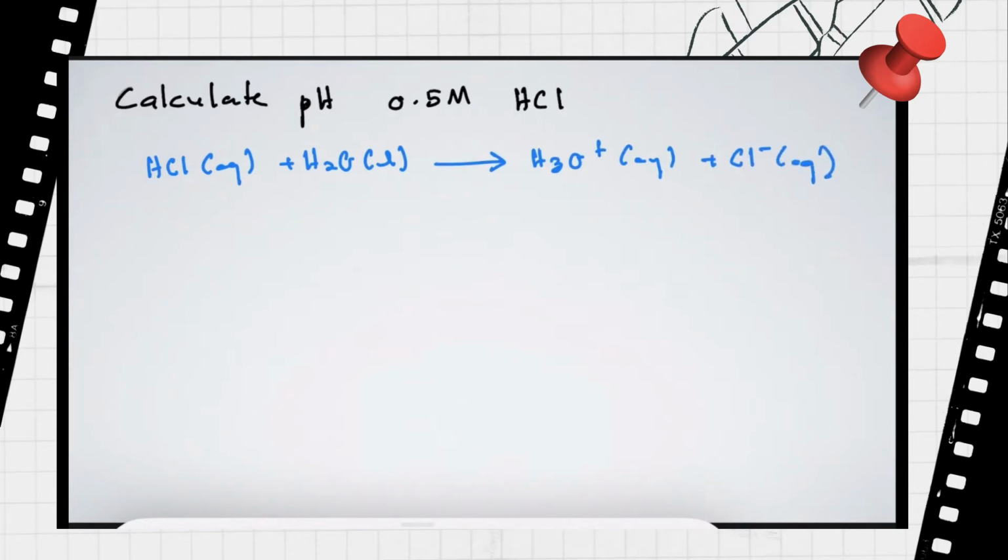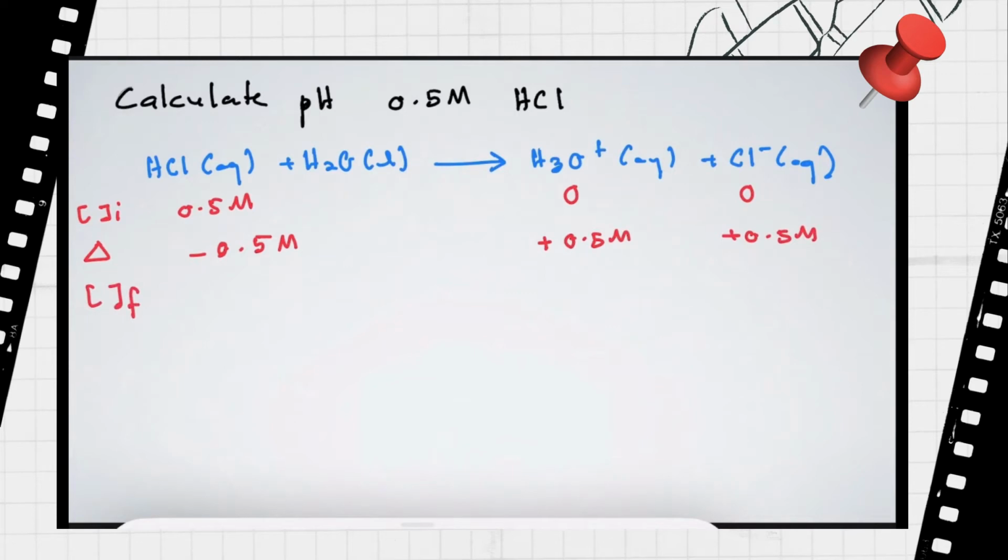Okay, so initially we have 0.5 molar chloric acid and we don't have any product formed. For the changes, because a strong acid completely dissociates, all the chloric acid will dissociate, and the products will gain. And after the reaction, this one is 0, this one is 0.5 molar, and this one is also 0.5 molar.